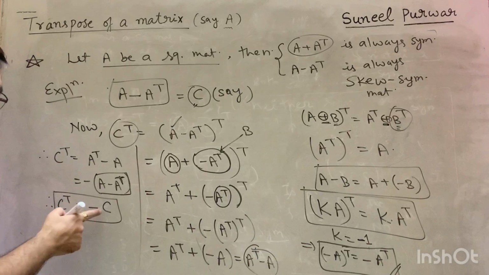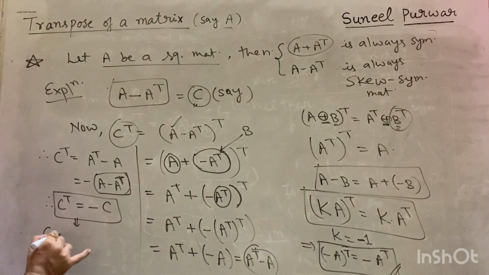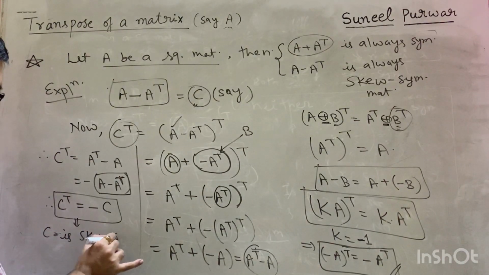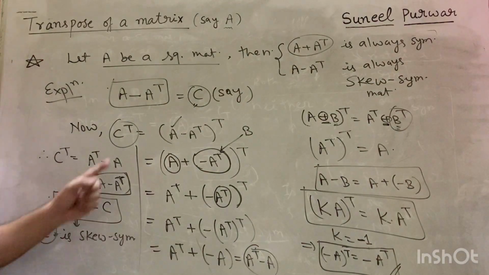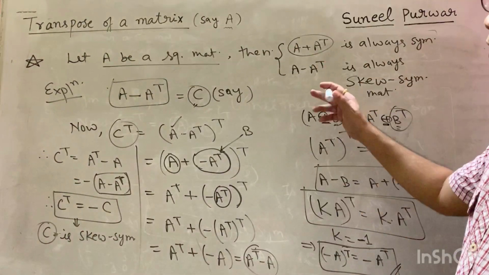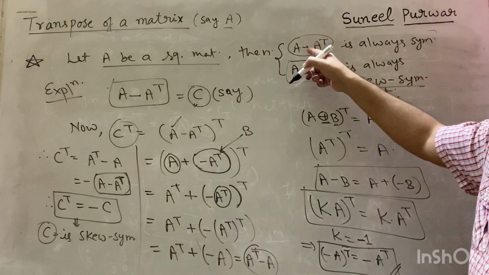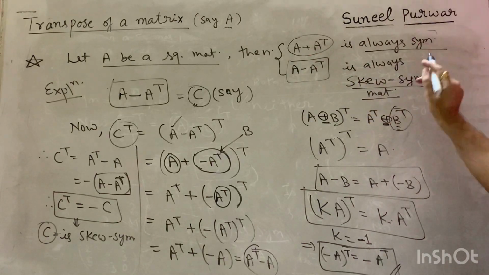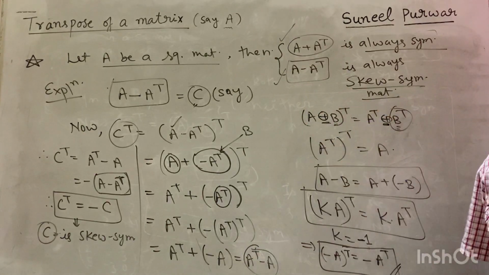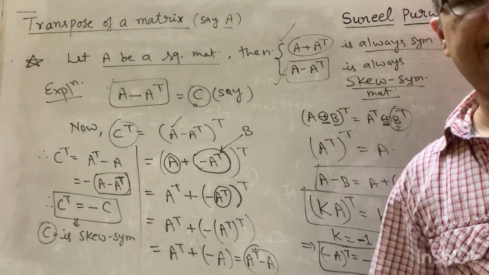Remember, A transpose is equal to minus A means A is skew symmetric. Okay, so C is what? C is skew symmetric. And what was C? A minus A transpose. So that's what I had told you: A minus A transpose is always skew symmetric. On the other hand, A plus A transpose is always symmetric. So keep in mind these two important observations, which will be used for the next result. All right.